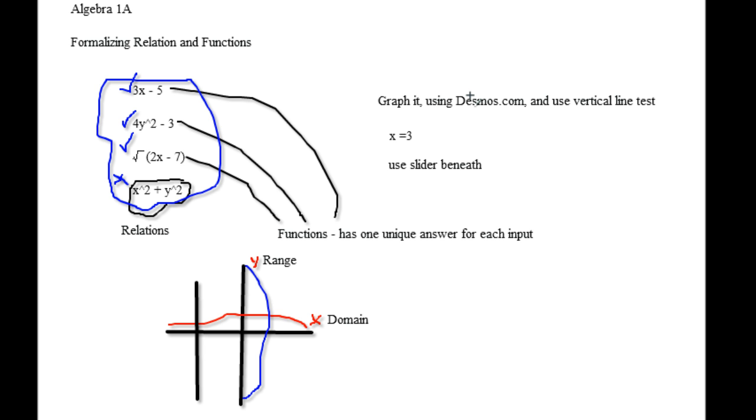Okay, that's it. Formalizing relations and functions. Another train of thought before I leave: all functions are relations, but not all relations are functions, so you have to be careful. The vertical line test will always, without a doubt, tell you if you're dealing with a function or not. The range and domain, you do have to graph it and just look at it. And please, please, please, go to Desmos, sign up, and use the vertical line test. Okay. All right. Thank you.